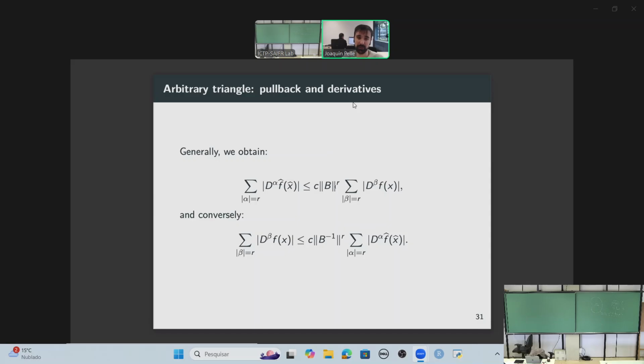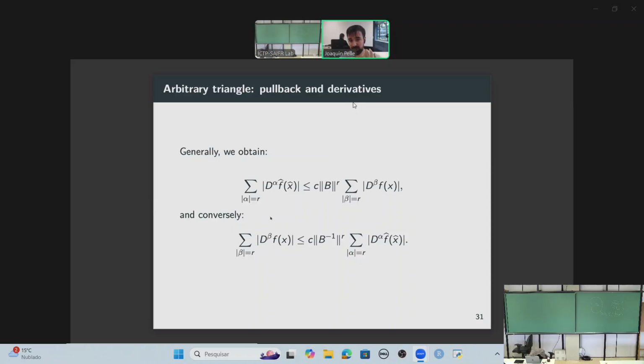This will come from the components of the matrix that appear when we take the transformation, and here the exponent R appears, which corresponds to the order of the derivative that we are taking, and all of that multiplied by derivatives of the same order, but now of our function f living on the physical triangle. So this gives us a bound of the derivatives of the function on the reference triangle in terms of the derivatives of the function on the physical triangle.